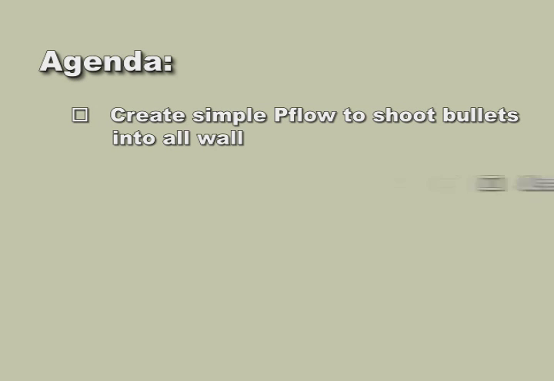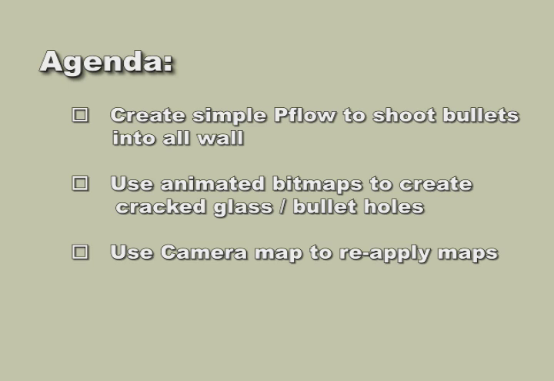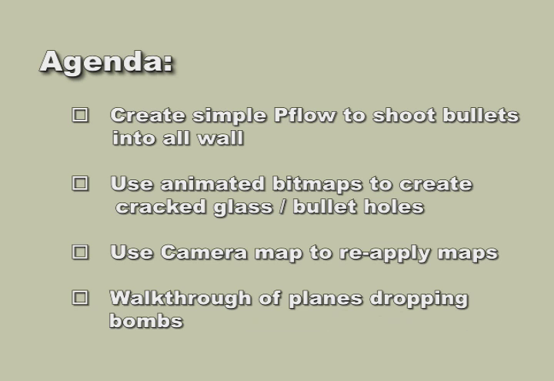In this tutorial, we'll go over how to create a simple particle flow system that shoots many particles at a wall, use animated bitmaps to create cracks and bullet holes, use a camera map to create animated bitmaps to be reused in the object's material, and then I'll do a quick walkthrough of lots of planes dropping bombs. At the end of this tutorial, you will have a solid understanding of how to use animated bitmaps to enhance your action scenes.